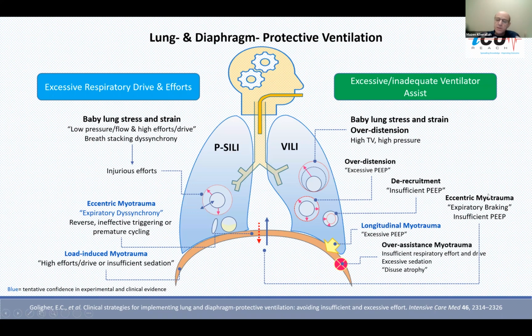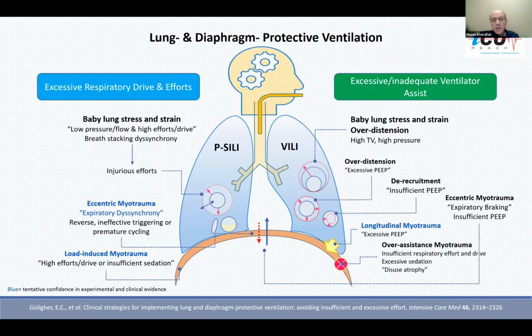The word eccentric meaning different directions. It can have a lot of other meanings too. But in the concept of the diaphragm, it is movements of the diaphragm that are not going the right direction. So that's on the right side. If we have excessive or inadequate ventilator assist, we end up having those injuries. So on the left side, if we have a patient who has excessive respiratory drive and has excessive efforts, well, number one, he will do the same thing as the ventilator is doing. This is going to cause breath stacking, dysynchrony.